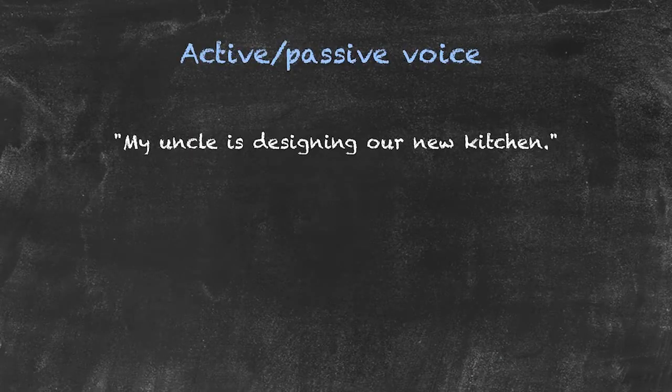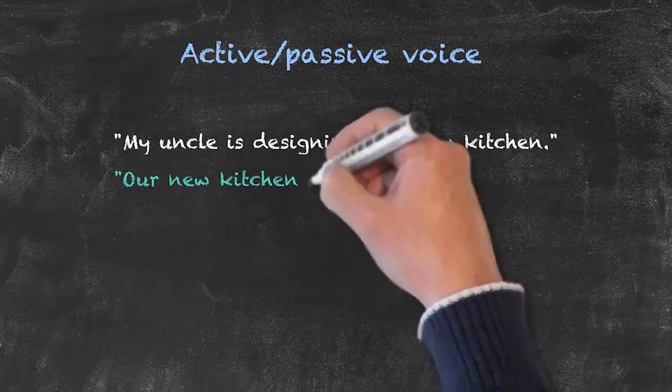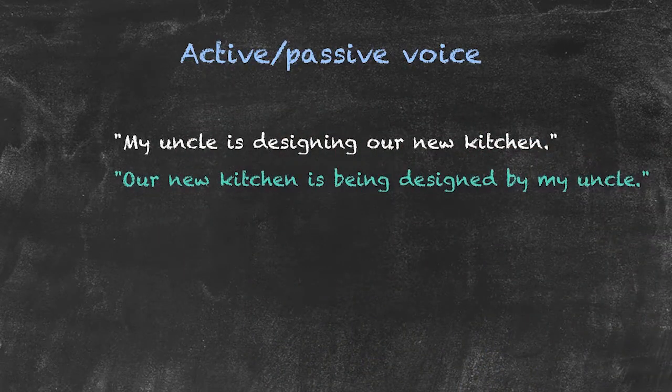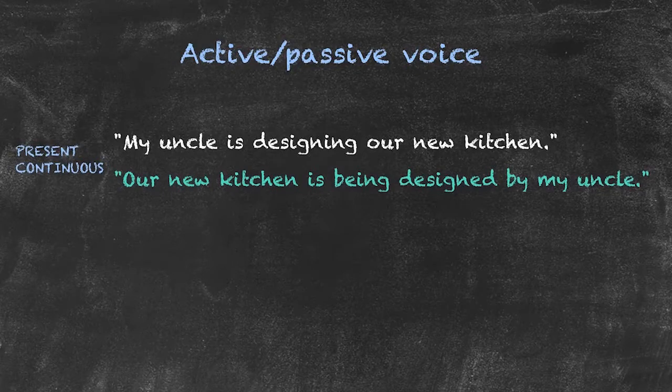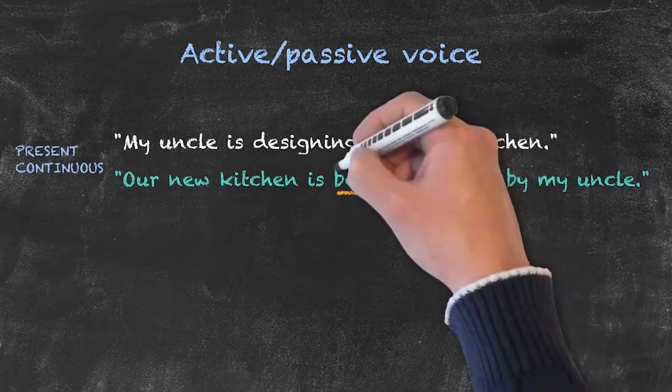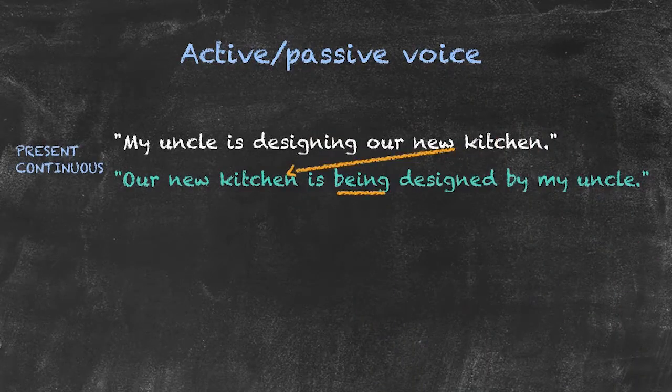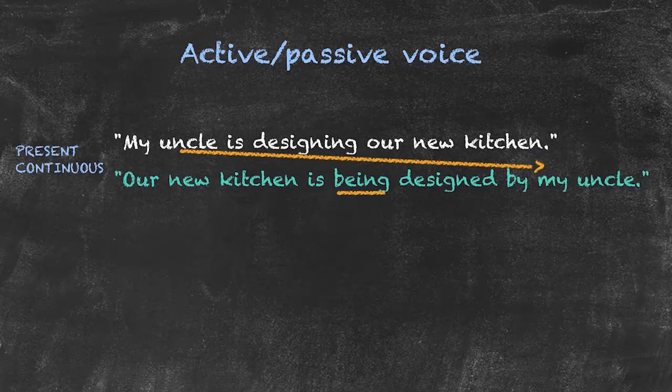Let's have a look and see how we did. The original sentence here, my uncle is designing our new kitchen, should have changed to our new kitchen is being designed by my uncle. A good way to start the analysis is to look at the tense this sentence is written in, which is the present continuous. We know that the auxiliary verb needs to stay in that tense, so it becomes being. The verb has changed to the past participle, and the object has moved into the subject position, and the subject is in the final position, resulting in our new kitchen is being designed by my uncle.